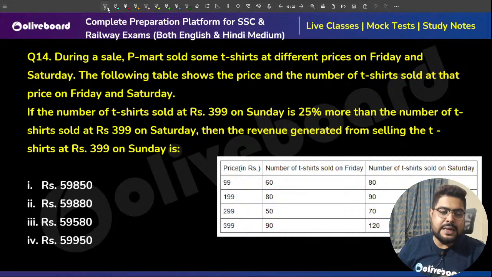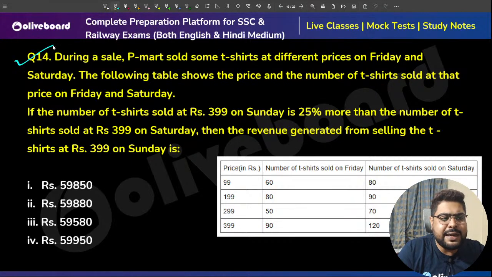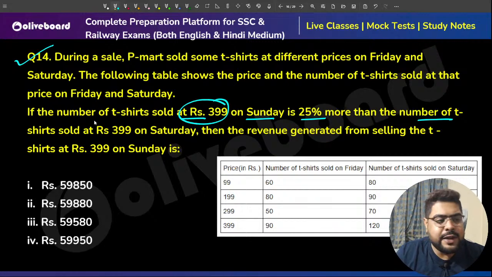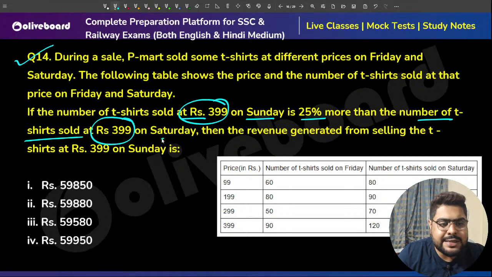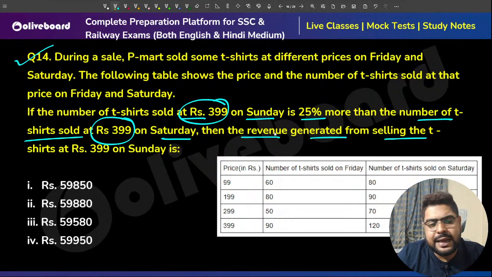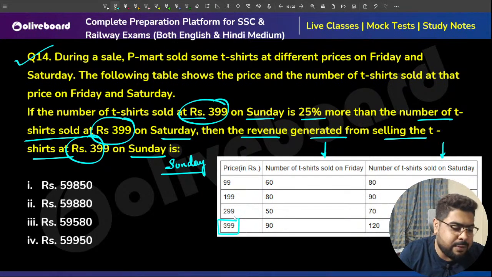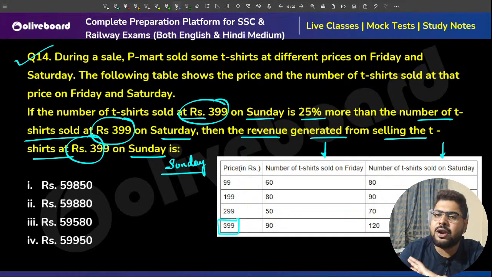Sir, again a DI question. Very simple DI question. Let's see. Number of t-shirts sold at rupees 399 on Sunday is 25% more than the number of t-shirts sold at 399 on Saturday. Then the revenue generated from selling the t-shirts at 399 on Sunday is what? You see, Friday and Saturday values are given, Sunday value is not given. We only need to talk about this column, nothing else.